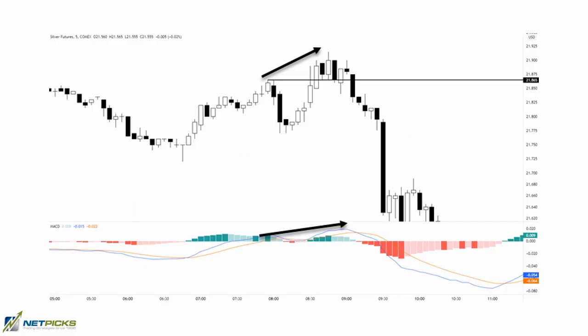This is a day trading time frame of silver futures, right? I think it's a 5-minute chart. See, price makes a higher high, right? The MACD continues to head upwards. So a trader that's only looking for a divergence setup would have missed this down move.